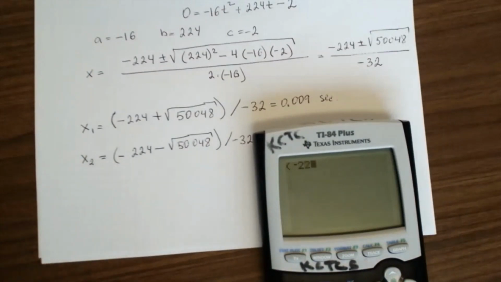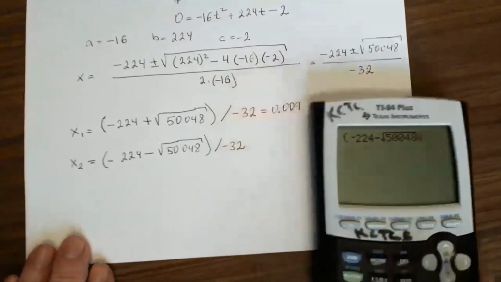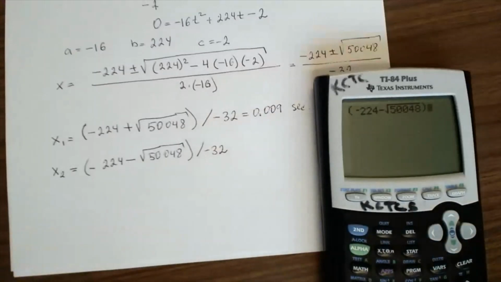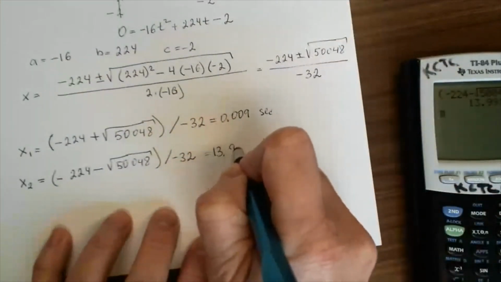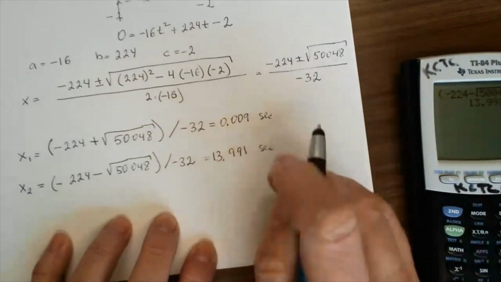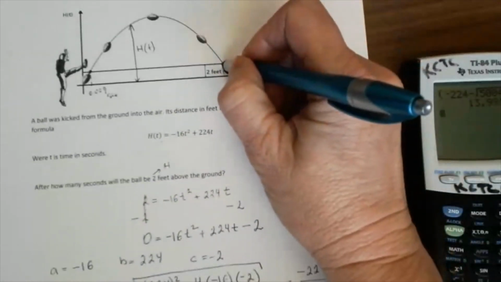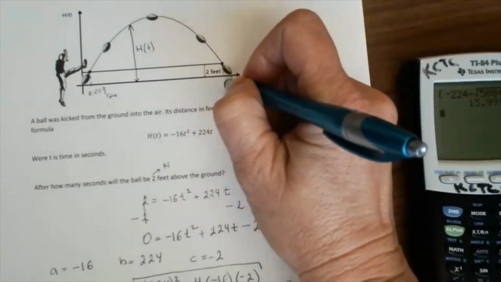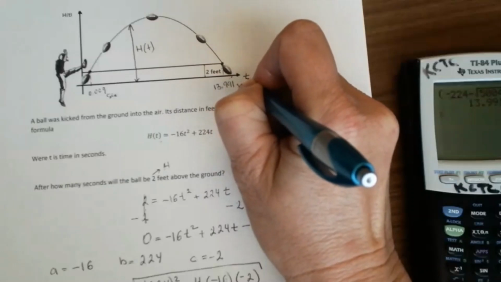Parenthesis, negative 224 minus square root of 50,048. Again, I have to go out of the radical, close the parenthesis, divide by negative 32, and my answer is 13.991 seconds. So the second time, the ball will be 2 feet above the ground after 13.991 seconds.